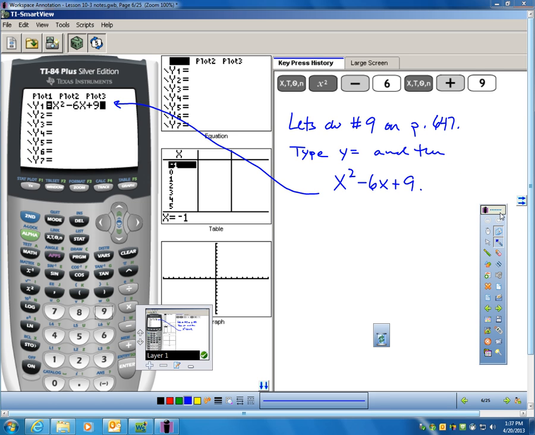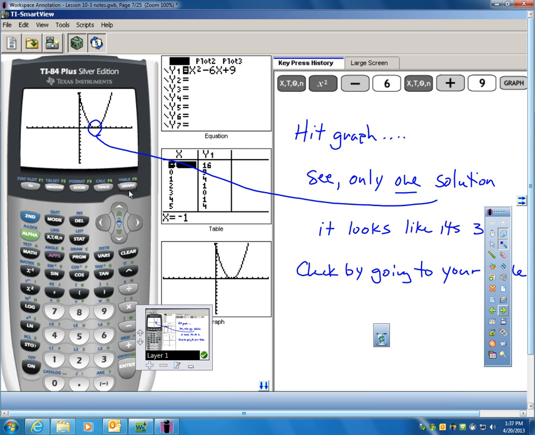Let's do another problem. Let's go to page 647 and let's go to number 9. And it says solve the equation by graphing. So again, we don't even need to show work. All right? We're going to start off by typing the equation in our calculator. You can see I hit the y equals key, then x squared minus 6x plus 9. Okay? Do that first. From there, hit the graph button.